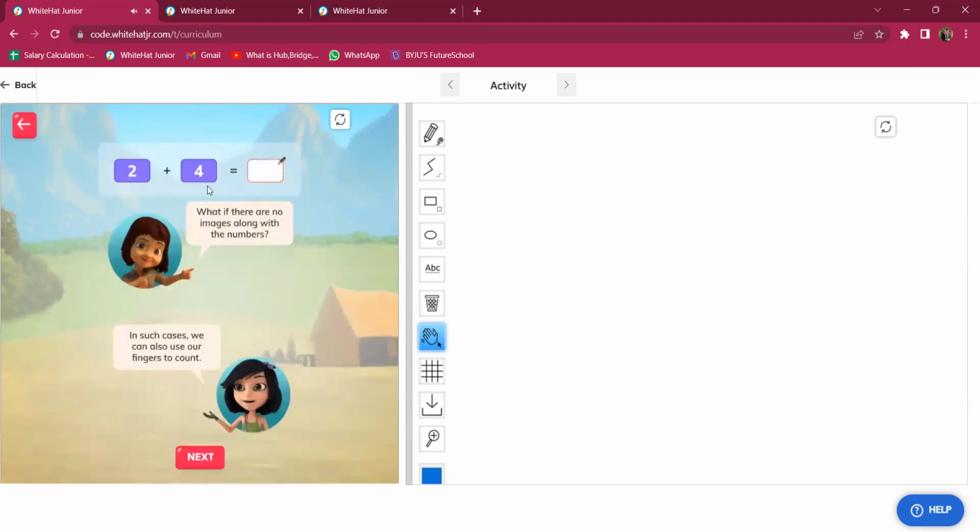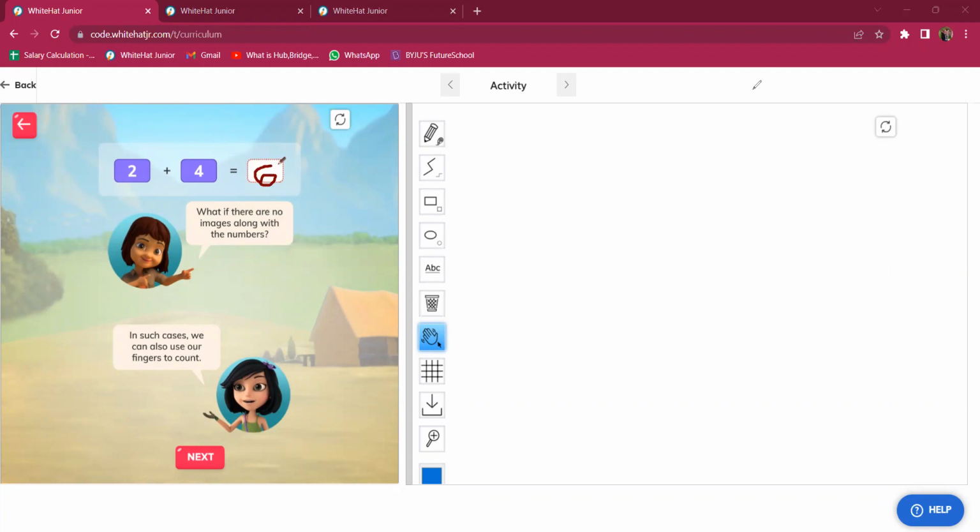So 2 plus 4, okay? So what if there are no images along with the numbers? In such case, we can use our fingers to count, okay? So on your fingers, you can take 2 and you can then take 4 and count all together. So 2 plus 4 will give you 6. Okay. So in this way, you can count on your fingers as well.